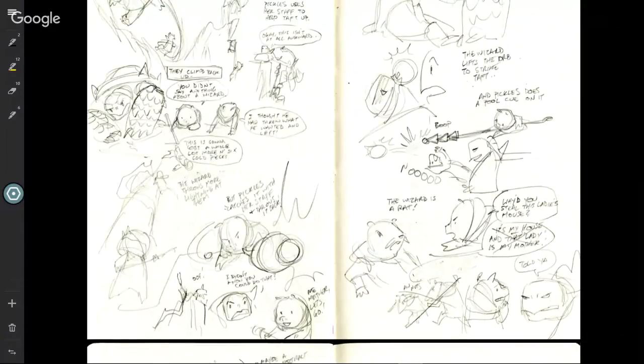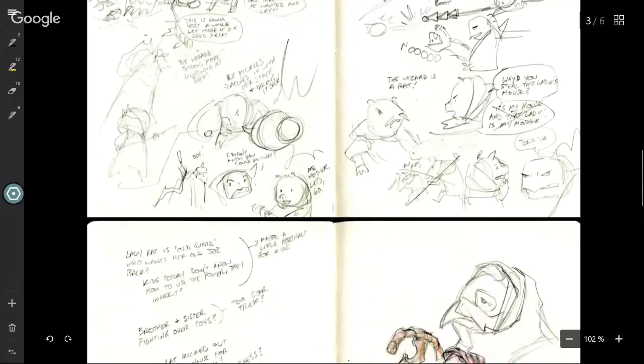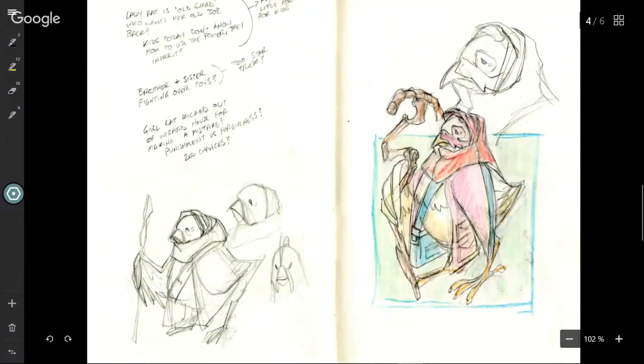So it was that the evil wizard stole the lady wizard's house. The wizard is a rat. It's not a chicken after all. But then after thinking about it a little bit more, I started doing a little bit of sketching of, well, what would a chicken wizard look like?